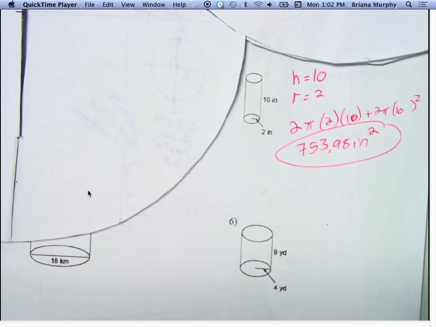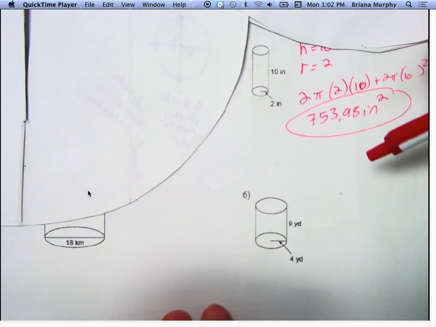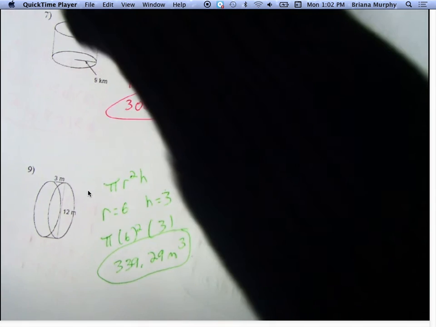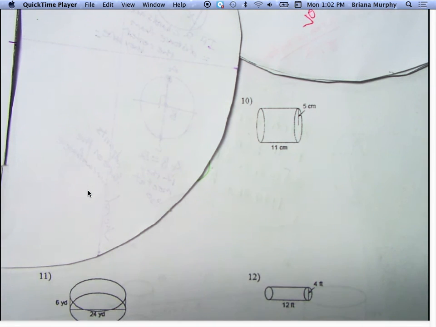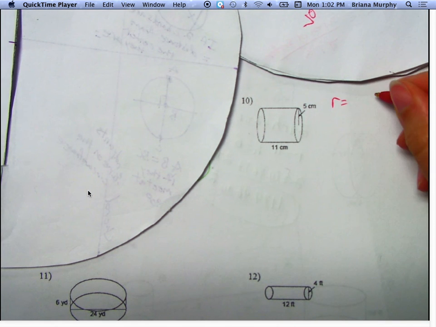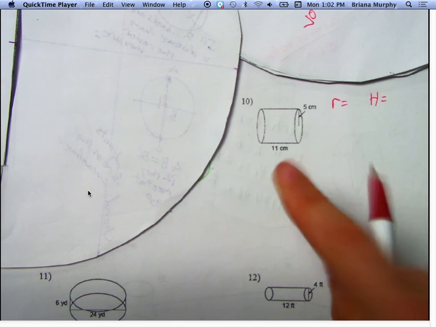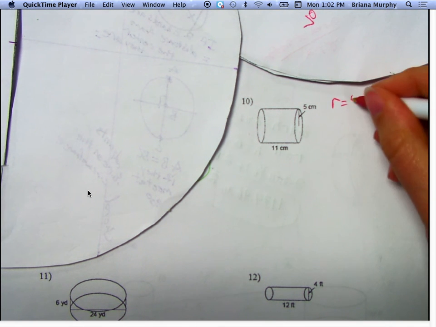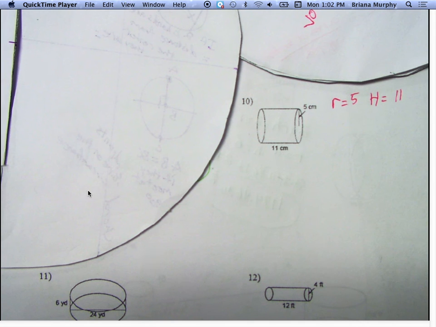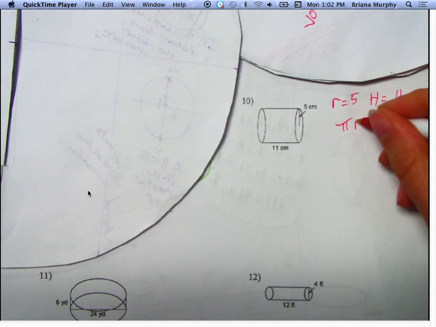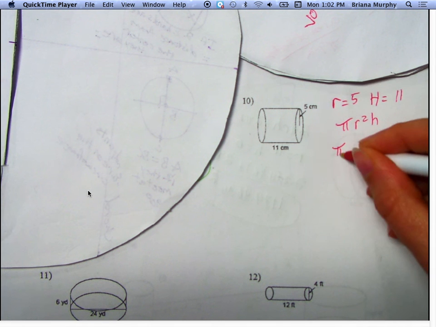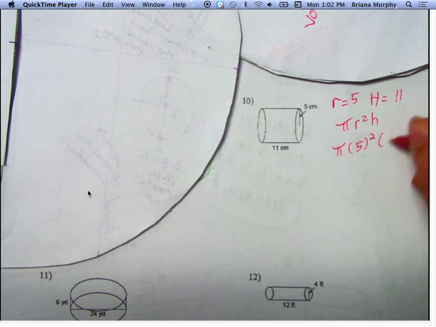Okay, let's turn it over and look at volume. So we're going to do number 10 for volume. Okay. So again, let's list the radius and the height because we know we have to use that every time. What's the radius for this one? 5. What's the height? 11. 11, even though it's on its side, right? Okay. And the equation for volume is pi r squared height. So we're going to go pi 5 squared times 11, and we can just put that all on our calculator at once.